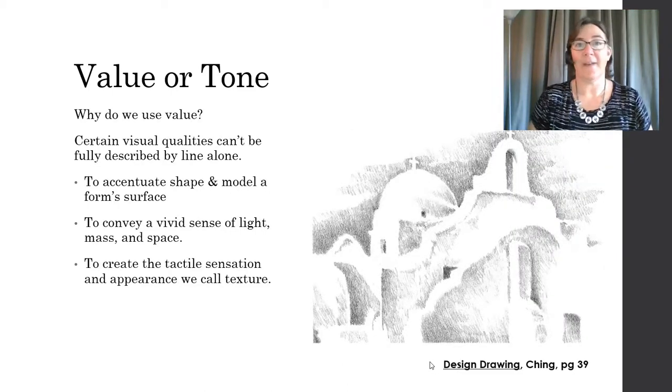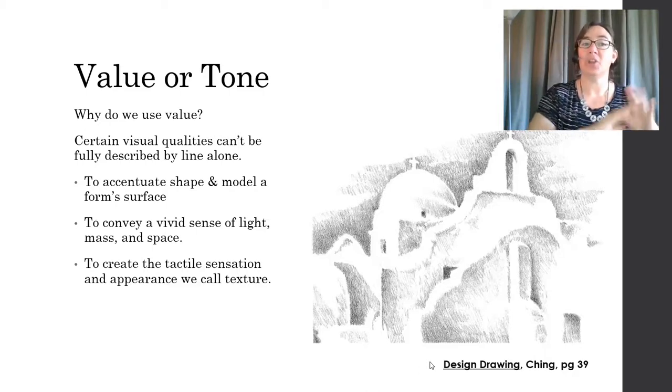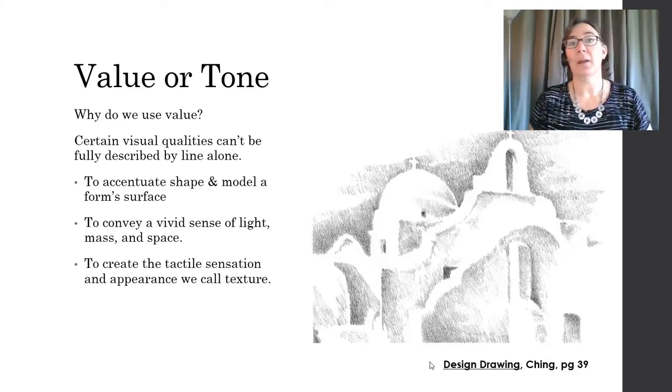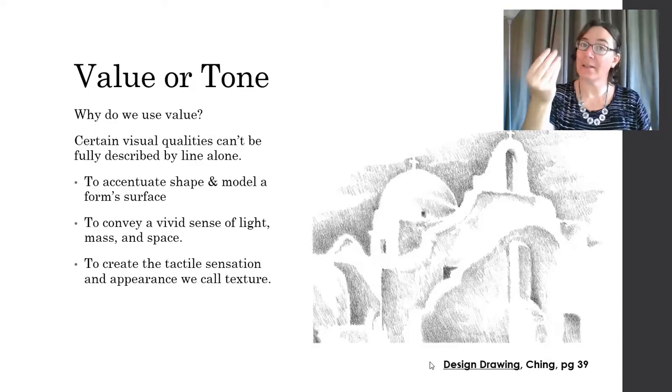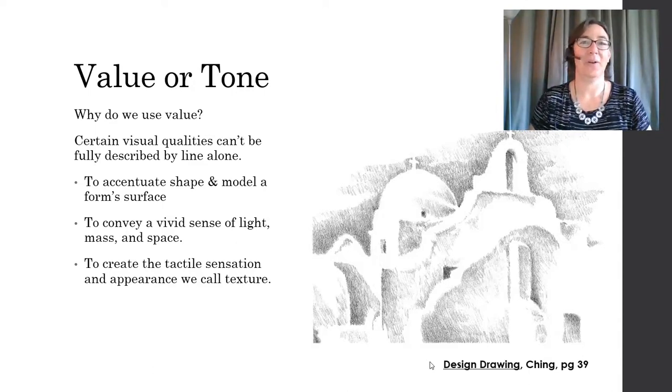Why do we use value in our drawings? There are some visual qualities that are hard to or can't be fully described by line alone. And so we use value to accentuate the shape and model a form's surface conditions. We use it to convey light, mass, and space, and to create a tactile sensation, which we call texture in our drawing.